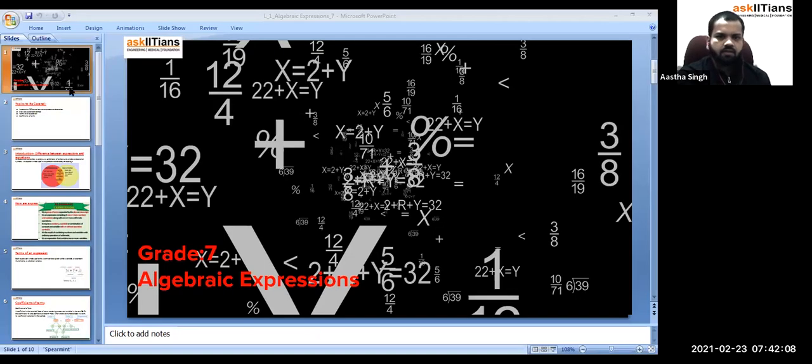So today we're going to discuss an important topic for your seventh standard, that is algebraic expression. Right, guys? You will study the same topic in your eighth standard. You study the same topic in your ninth standard, right? So just without wasting our time, we'll start. Let me share my screen, guys.